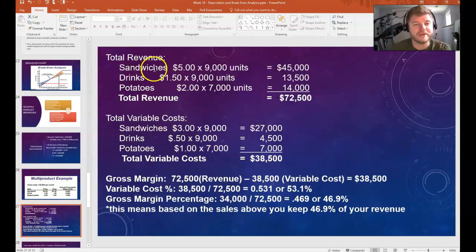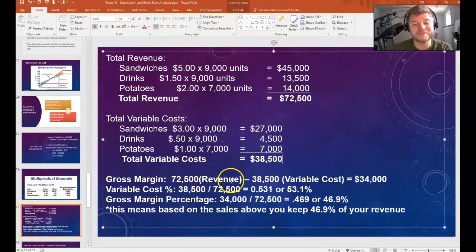So let's do our total revenue. We've taken our 3 different items and the revenue amounts for each, and we've just extrapolated. So we expanded by multiplying by 9,000 units for both sandwiches and drinks and 7,000 for the potatoes. And we've determined that we would make about 72,500. Our total variable cost, so we know it's $3 for sandwiches, 50 cents for drinks, and $1 for the potato, and we have determined that is about $38,500.